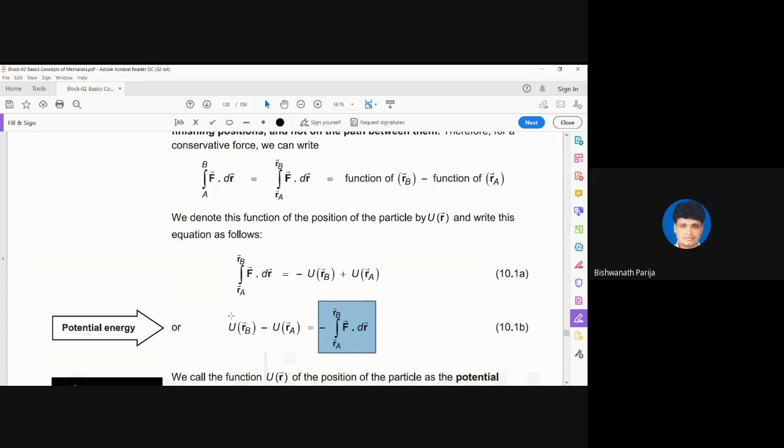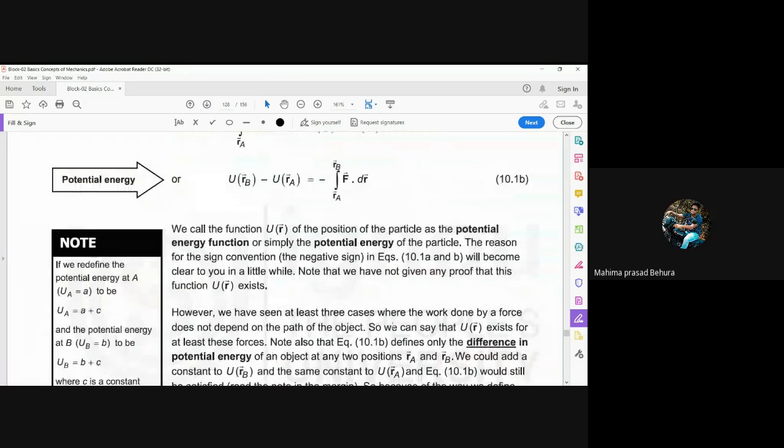Change in potential energy means final potential energy minus initial potential energy is equal to negative of work done due to conservative force. Very important. Everyone clear? This formula 10.1b is the most essential formula. Change in potential energy equals negative of work done due to conservative force.